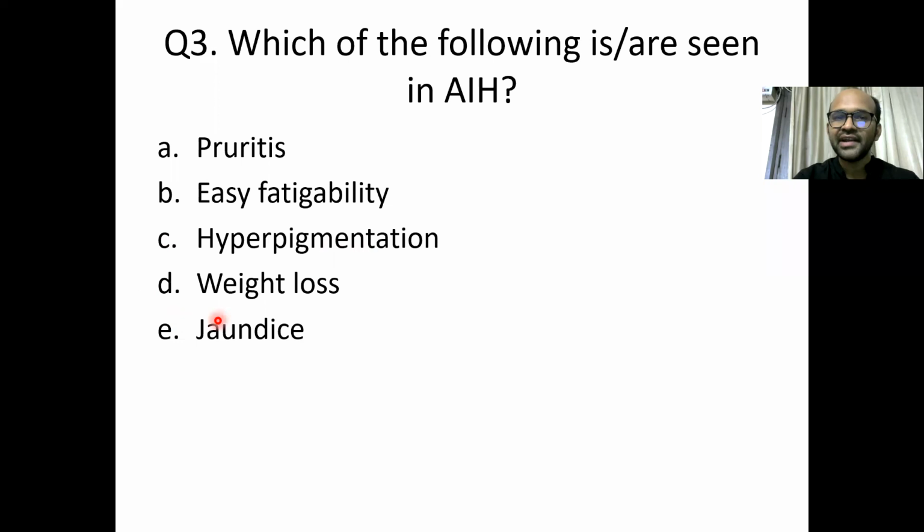Weight loss is not seen in autoimmune hepatitis. If you have significant weight loss, you would rather think of primary sclerosing cholangitis. Jaundice can be seen in advanced cases of autoimmune hepatitis. So easy fatigability and jaundice can be seen in autoimmune hepatitis, but if you have pruritus or hyperpigmentation, you should rather think of primary biliary cirrhosis. And weight loss is a pointer to primary sclerosing cholangitis.